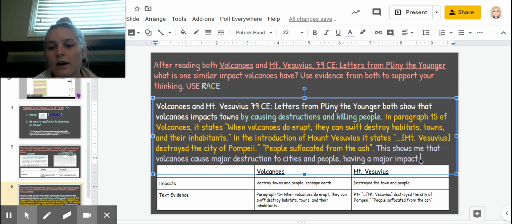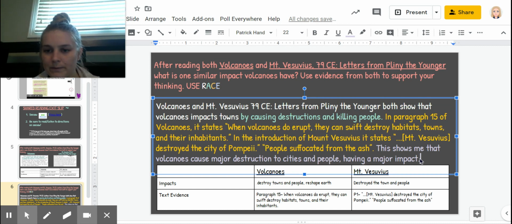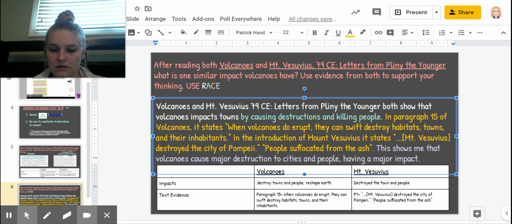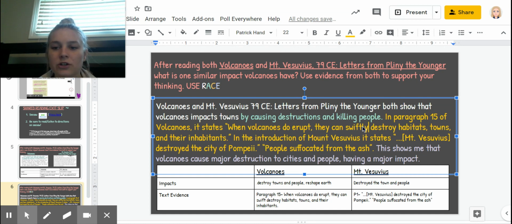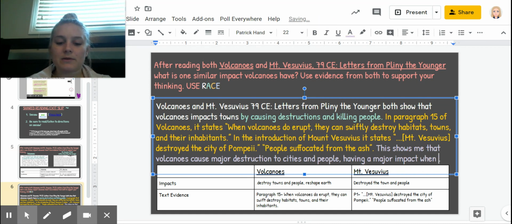Let's read through to make sure we have everything we need. Volcanoes and Mount Vesuvius 79 CE letters from Pliny the Younger both show that volcanoes impact towns by causing destruction and killing people. In paragraph 15 of Volcanoes, it states, when volcanoes do erupt, they can swiftly destroy habitats, towns, and their inhabitants. In the introduction of Mount Vesuvius, it states, Mount Vesuvius destroyed the city of Pompeii. People suffocated from the ash. This shows me that volcanoes cause major destruction to cities and people, having a major impact, I'm going to say, when they erupt.